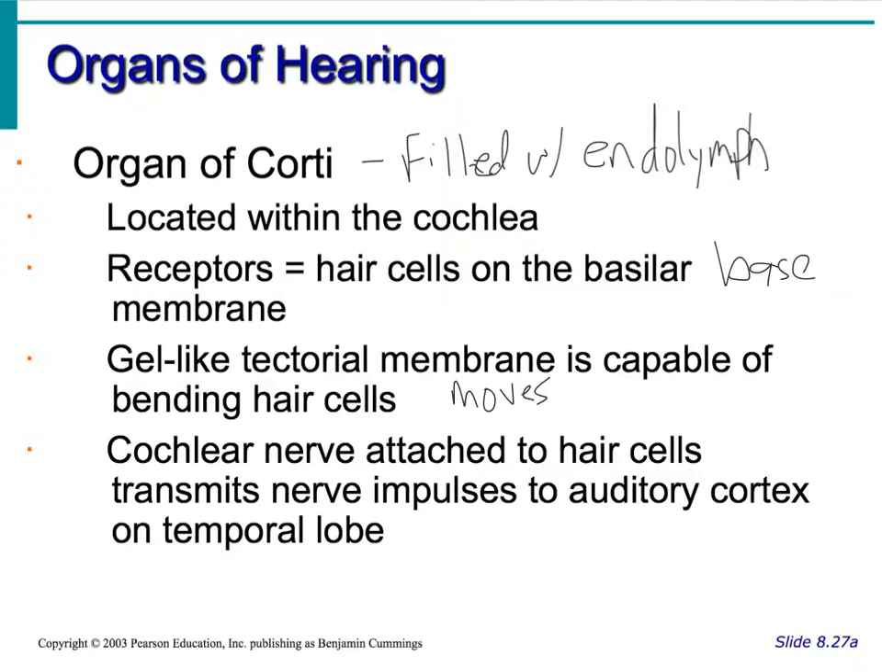And then those receptors send information to the cochlear nerve and transmits it to the auditory cortex on your temporal lobe, which is your cranial nerve number 8, 5, 6, 7, 8, the vestibulocochlear nerve that then goes to your auditory cortex.